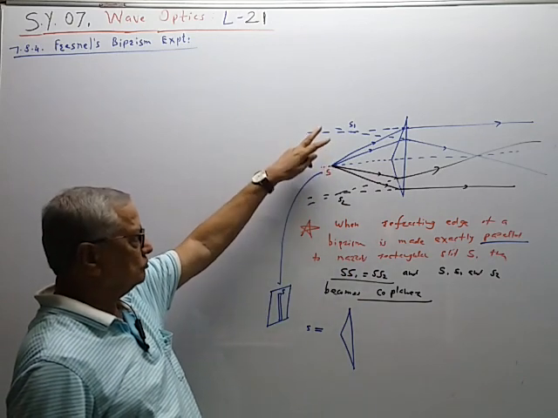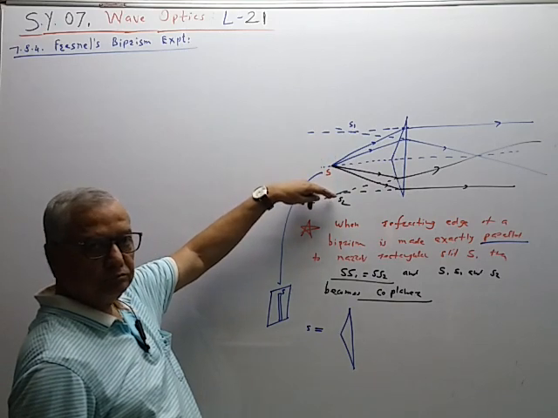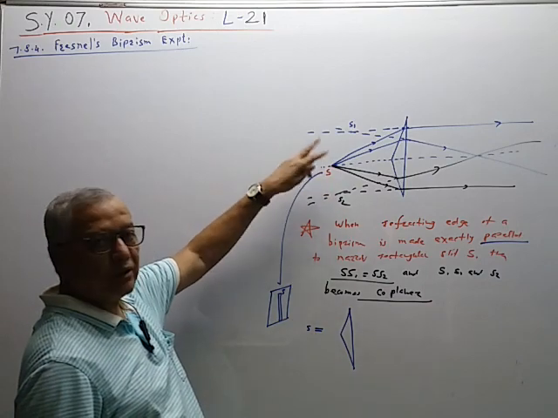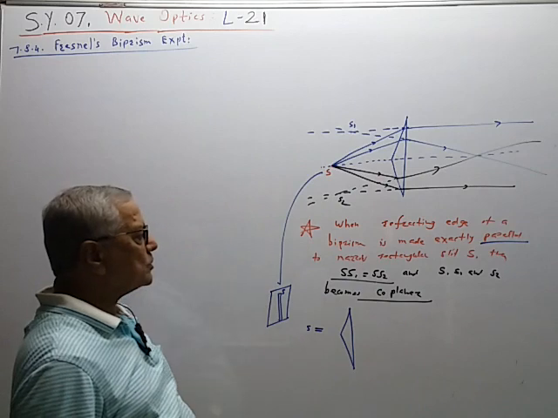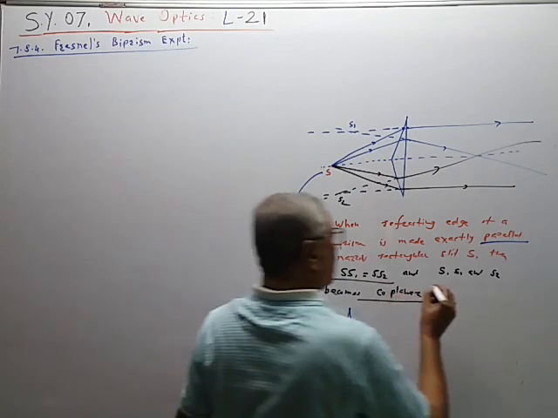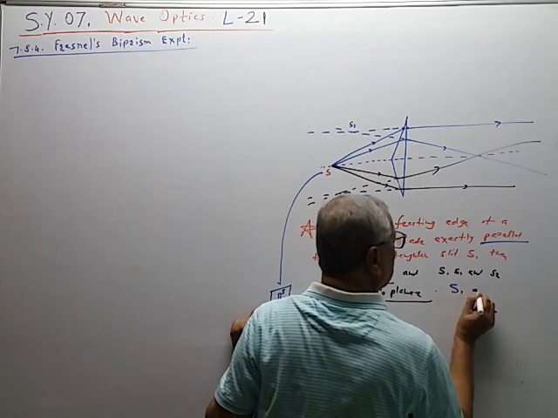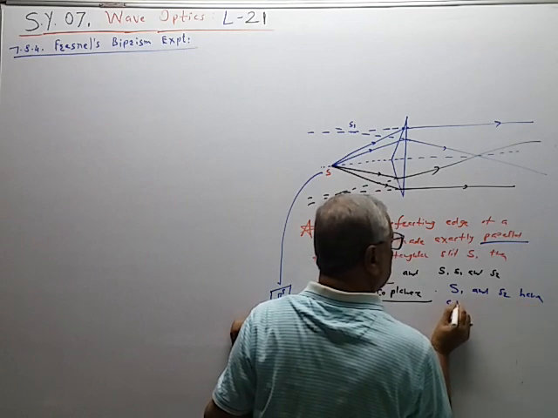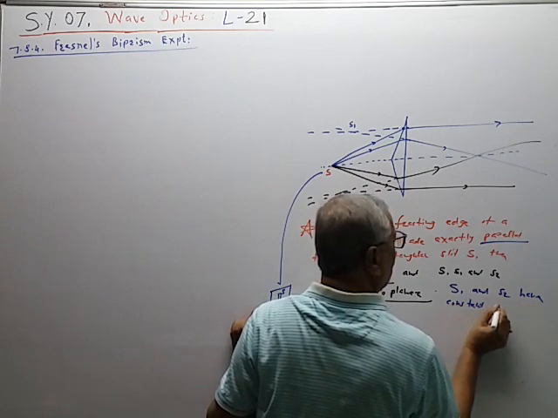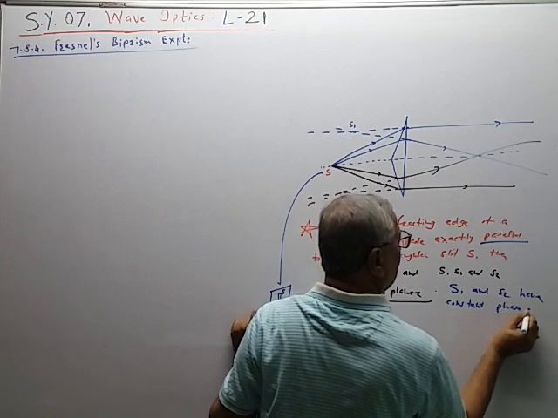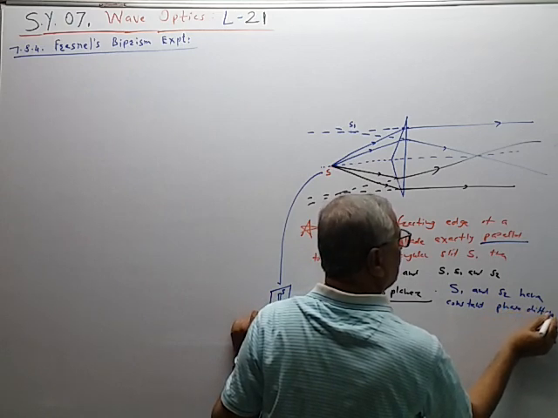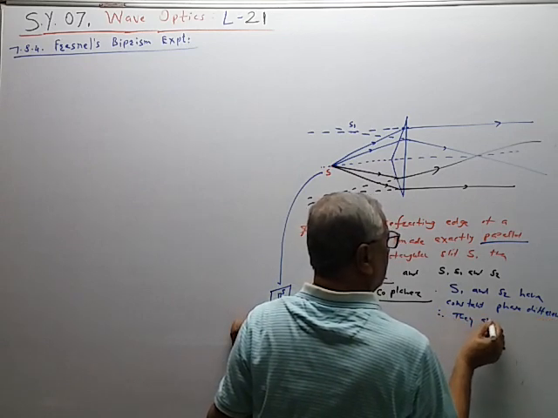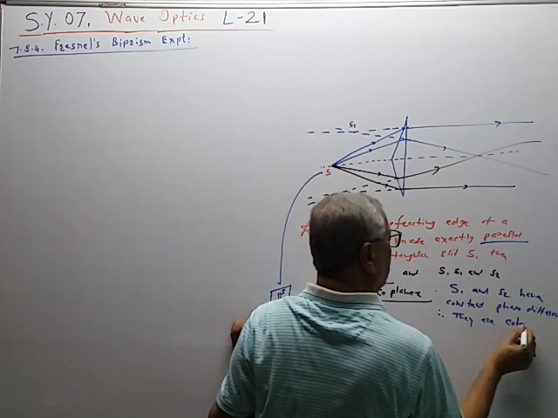Now, these two sources are obtained from one and the same original source, slit S, and they have a constant phase difference, therefore they are called coherent sources. So S1 and S2 have a constant phase difference, therefore they are coherent sources.